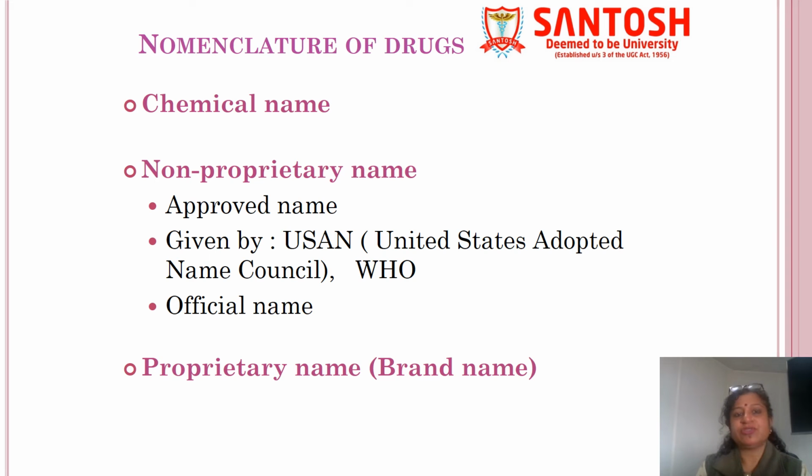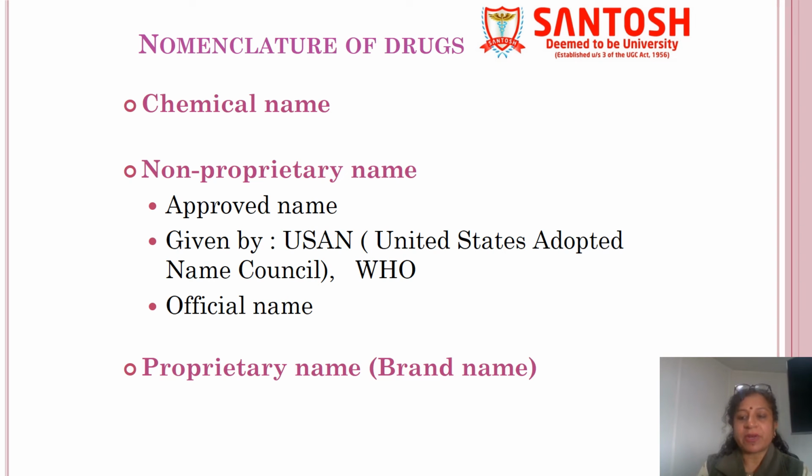Next comes the nomenclature of drugs. If we talk about the nomenclature of drugs, then there are certain types of names which we give to these drugs. Number one is the chemical name, which is a globally universal name, meaning everywhere we are using the same terminology. The chemical name gives us the chemical structure of that particular drug.